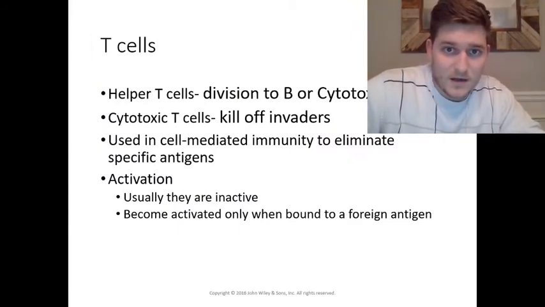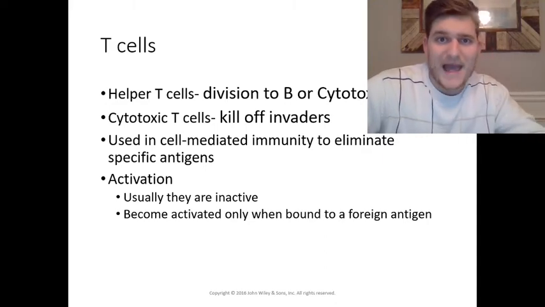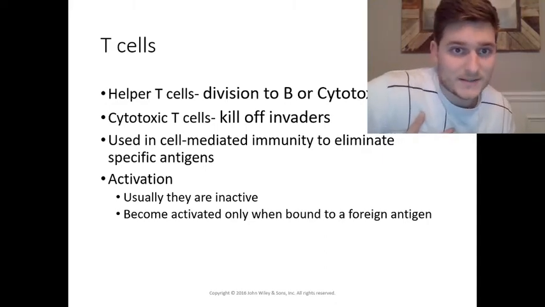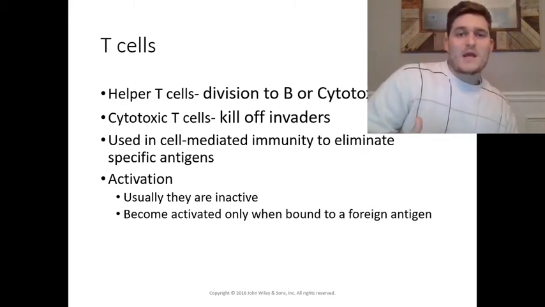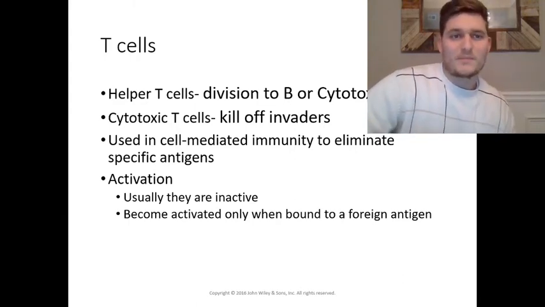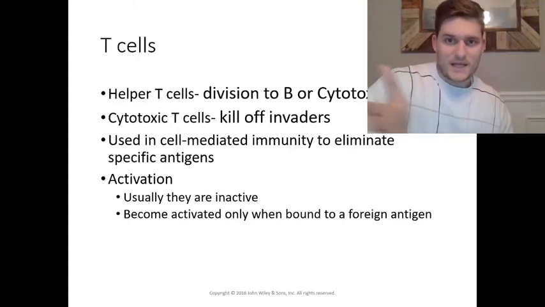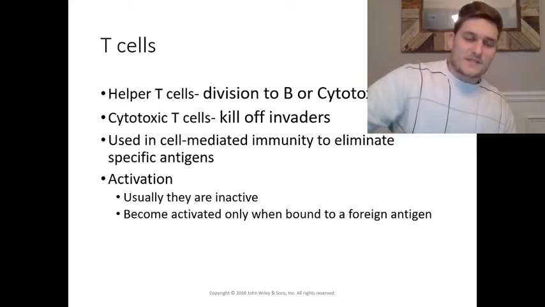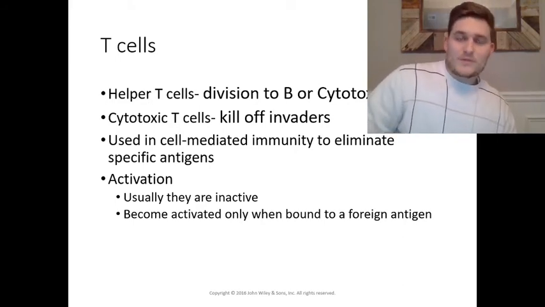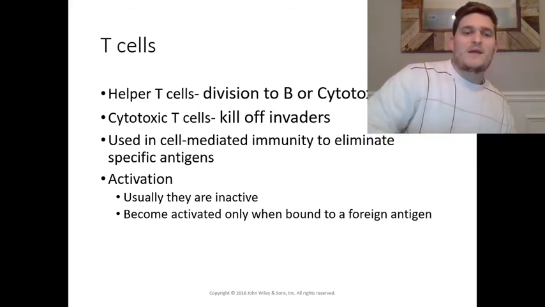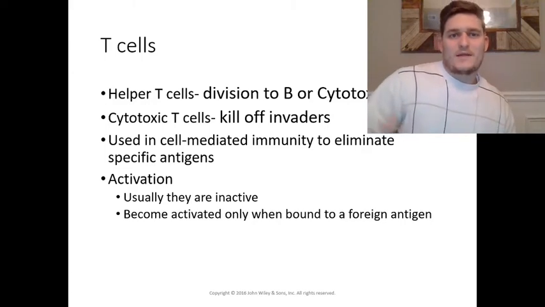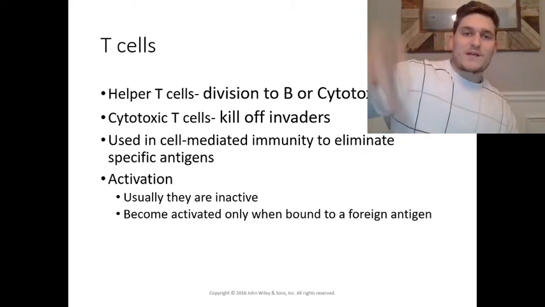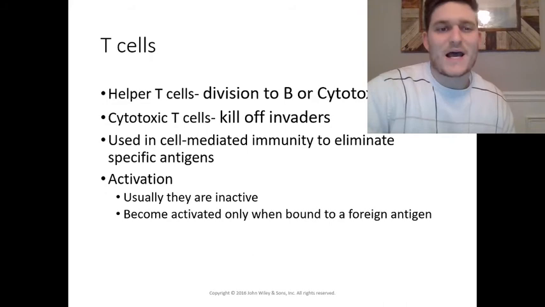Helper T cells are going to help activate B cells or cytotoxic T cells. The cytotoxic T cells will help kill off invaders and will use cell-mediated immunity to eliminate specific antigens. So that's just the classification. Cytotoxic T cells, that's called cell-mediated. They are usually inactive, but then again become activated when the foreign antigen has entered the body. The helper T cells will recognize it through those receptors and then help to activate cytotoxic T cells.